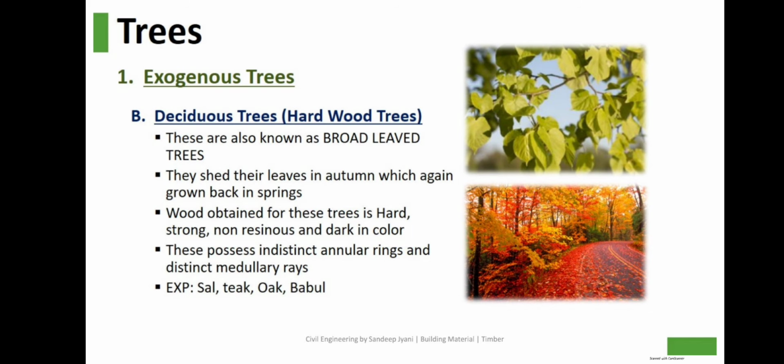B. Deciduous trees, hardwood trees. These are also known as broad-leaved trees. They shed their leaves in autumn, which grow back in spring. Wood obtained from these trees is hard, strong, non-resinous, and dark in color. This possesses indistinct annual rings and distinct medullary rays. Example: sal, teak, oak, babul.